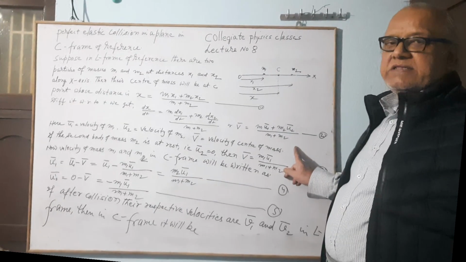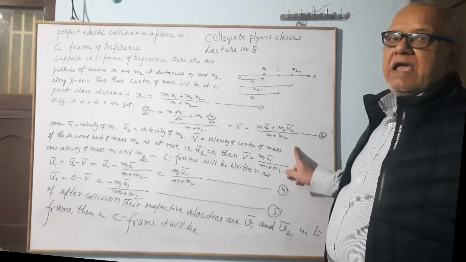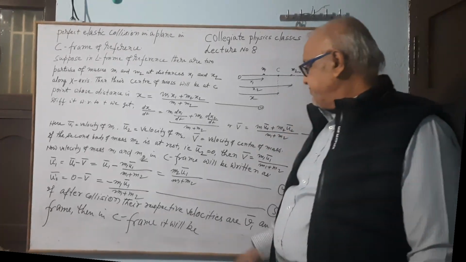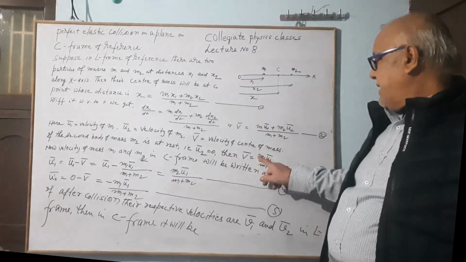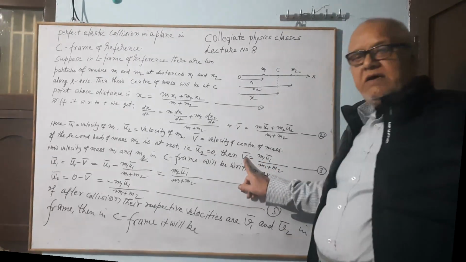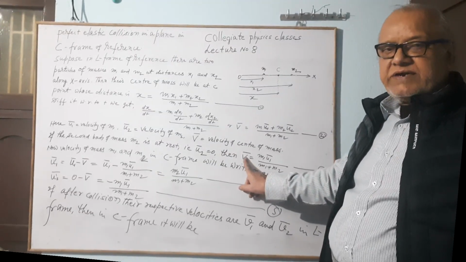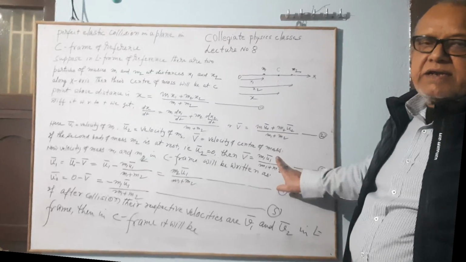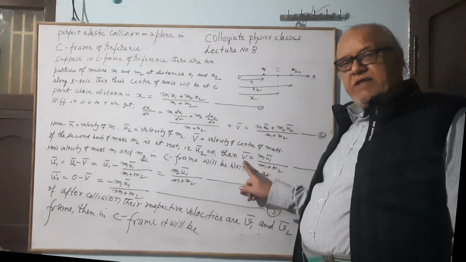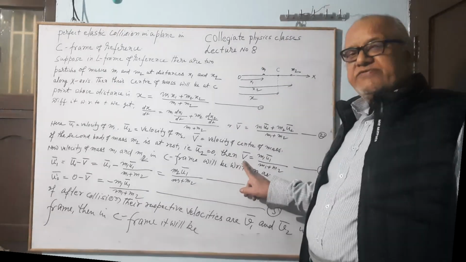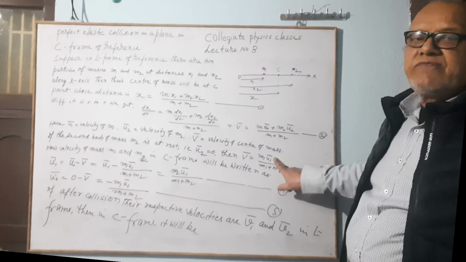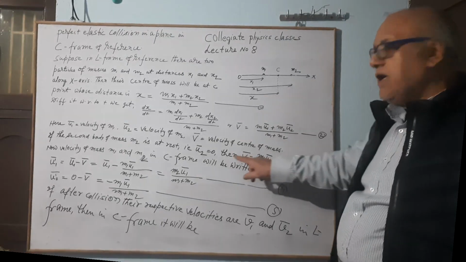Now, suppose that the second body is at rest in L frame of reference. Then u2 will be 0. In this case, V will be equal to m1 u1 divided by m1 plus m2. Here V is the velocity of center of mass in L frame of reference. u1 is the velocity of first particle in L frame of reference. So we see that the direction of velocity of center of mass is same as the direction of velocity of m1 particle in L frame of reference. Both are along the same direction.